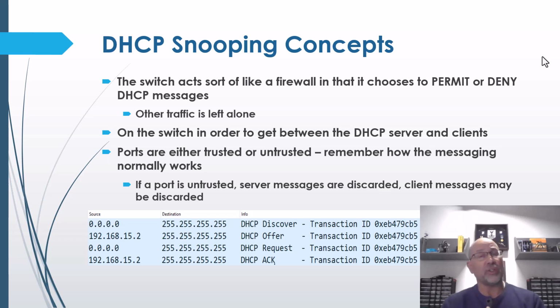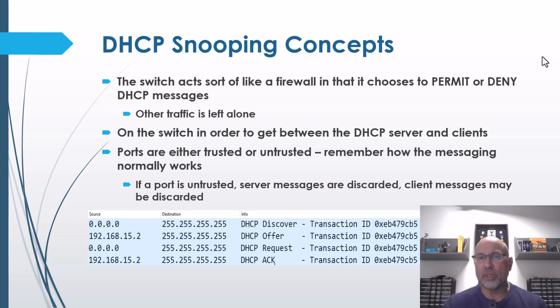In addition, the switch is also aware of where the server is. And so any other server that pops up there can also have its messages blocked. So in that way, it prevents hijacking of clients. So we'll start off with a big idea here. Ports are either trusted or untrusted. Most of the time, we're going to trust routers and servers. And then we'll untrust clients or links that we're not really sure about.